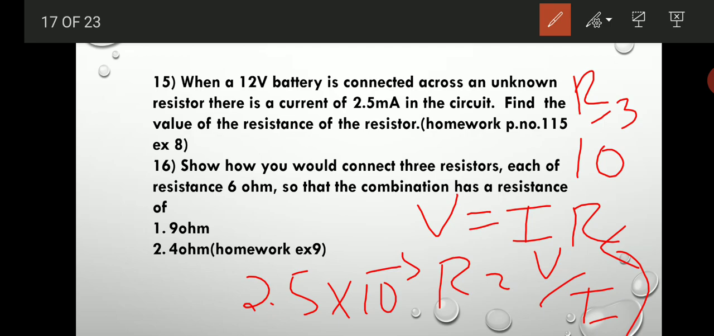And the next, the 16th one: show how you would connect three resistors, each of resistance 6 ohm, so that the combination has a resistance of 9 ohm and 4 ohm. The same kind of problems were discussed in yesterday's class, in the previous class. So just refer to those steps and find the answer. Here three resistors, and each resistor is 6 ohm. R1, R2, R3 is 6 ohm. Okay, you have to arrange it so that the final answer should be 9 ohm and 4 ohm.